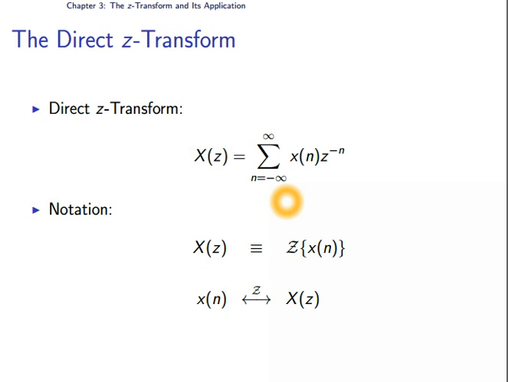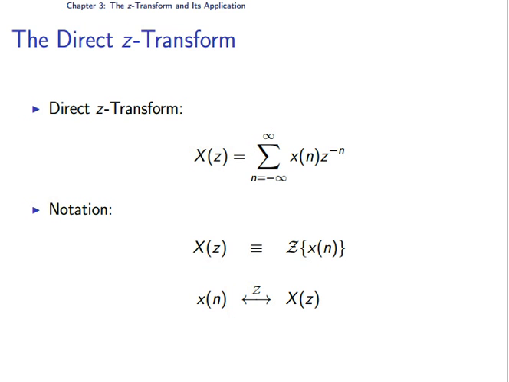Moreover, this technique is very important in analyzing the stability of the system, whether the system is stable or not. We can analyze the system's stability by using the location of the poles and zeros in the Z plane. That we'll discuss later.